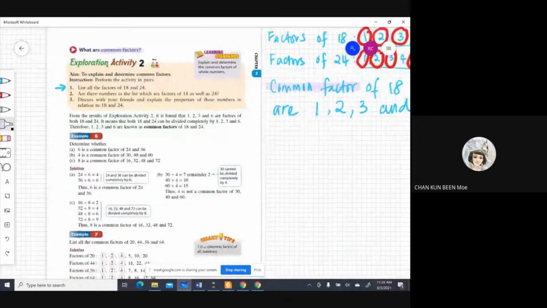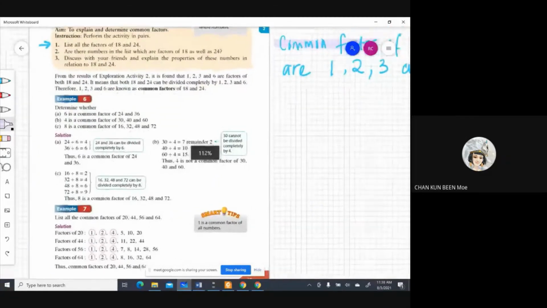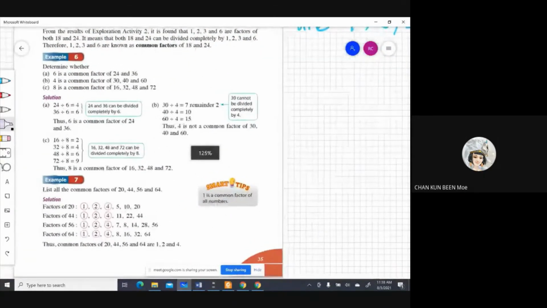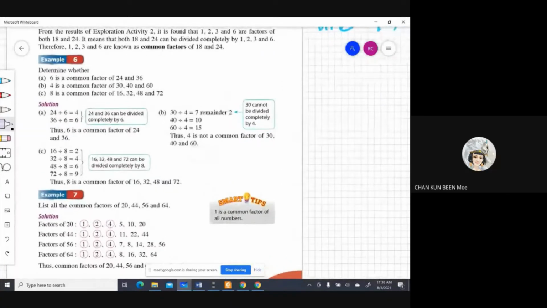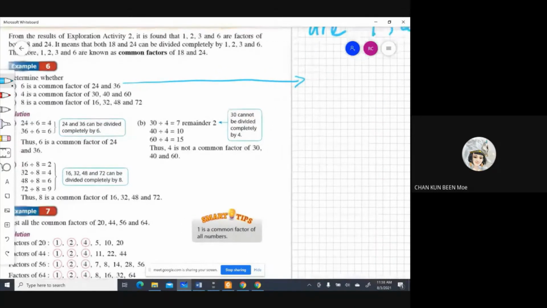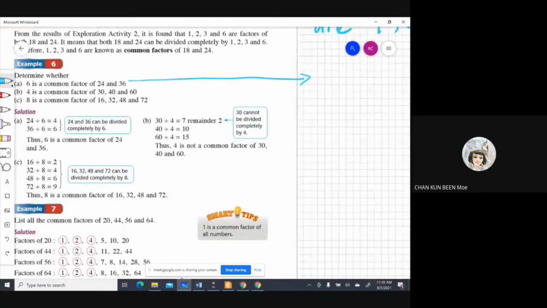Okay, so now we move forward. You can see example 6 is given. Determine whether 6 is a common factor of 24 and 36. So how do you find out? They gave you the solutions over there. For example, I'm just going to show it on the right to you. Determine whether 6 is a common factor of 24 and 36. So what you are going to do is find out how to get the factors of 24.